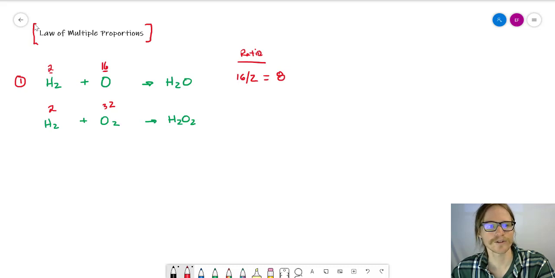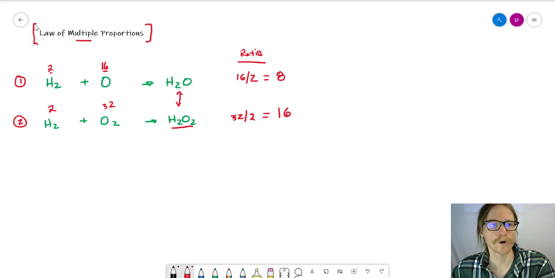If we go to our second example, here we have H2 gas and O2 gas making this new compound H2O2, which is also the same as hydrogen peroxide. So we have a difference here in 2 totally different molecules, but the only difference is the ratio at which the elements are combining. In this case, we have the mass of oxygen as 32 divided by the mass of hydrogen, which is 2, which is 16.